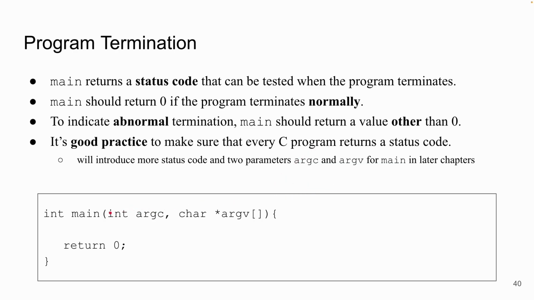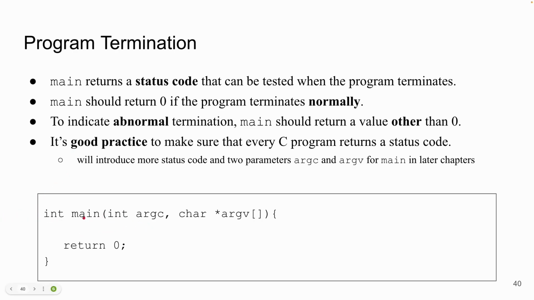That is why it is always good practice to make sure that every C program you write returns a status code. If you have a chance to develop large C programs in the future, having a status code can help you debug them. So that is important.